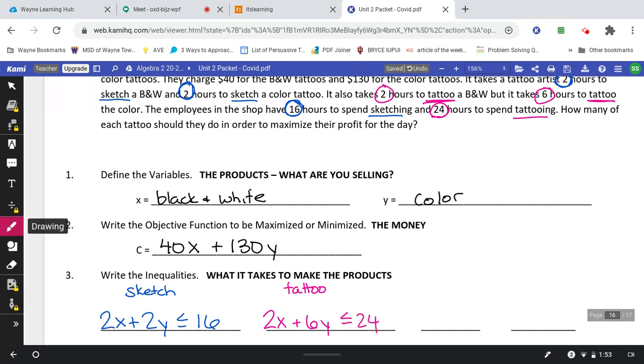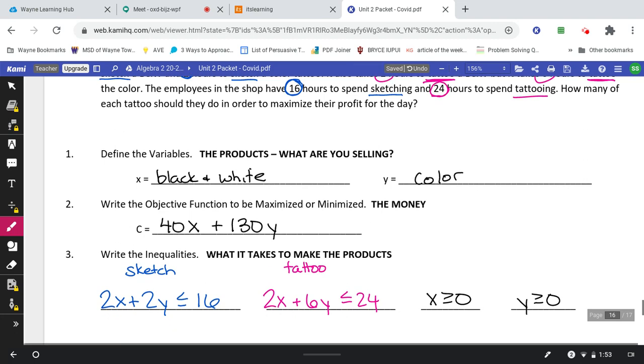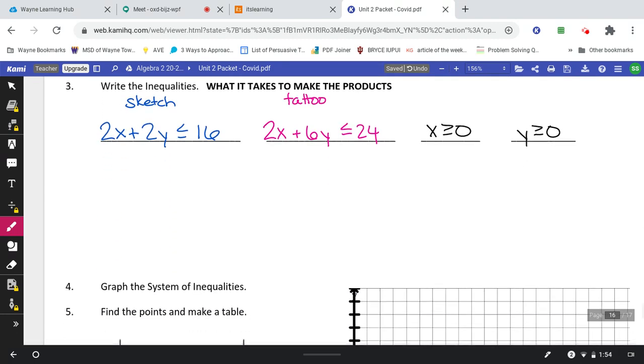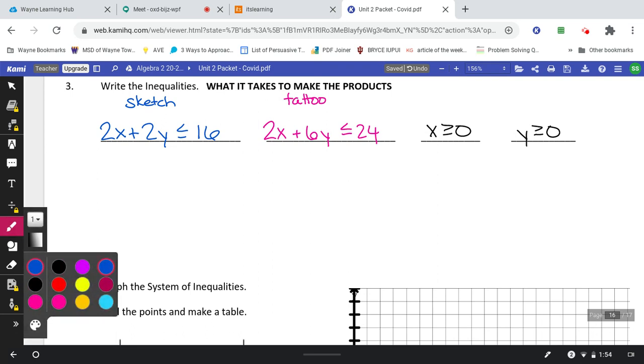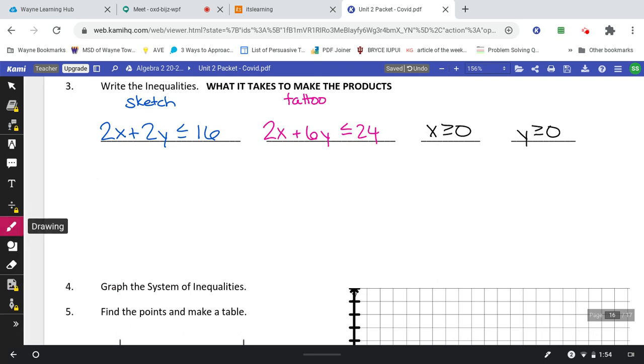All right, our last two: x is greater than or equal to 0 and y is greater than or equal to 0. Now we need to solve them. So again, now's a good time to pause the video, try to solve each one of those on your own for practice, and then you can start the video back up and see if you got it.